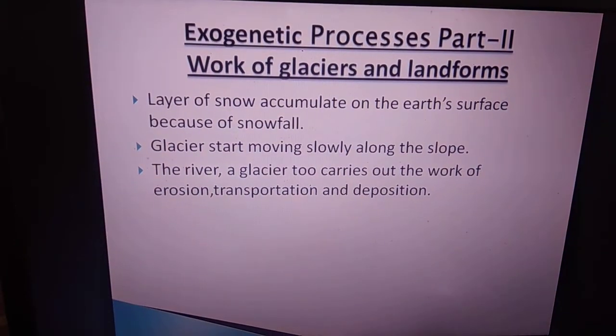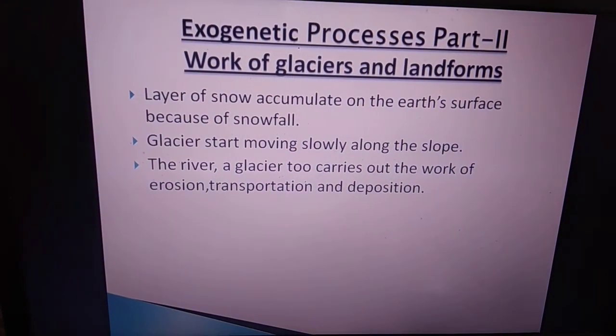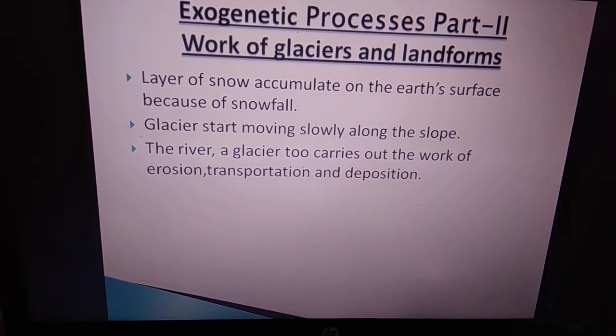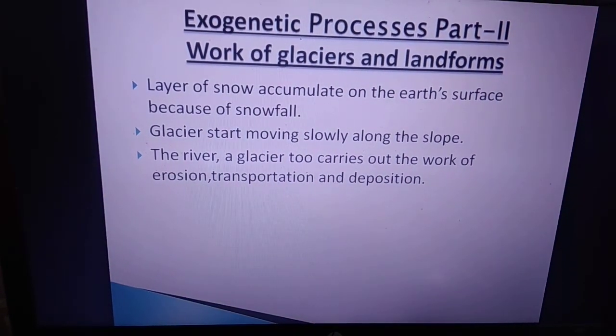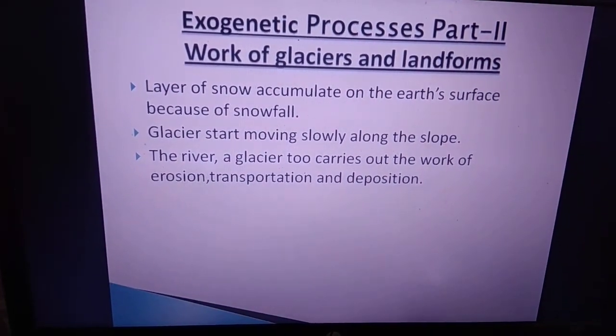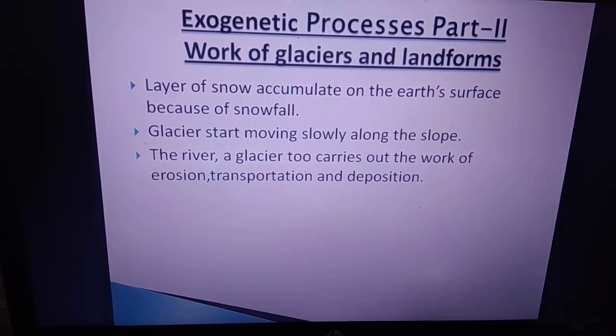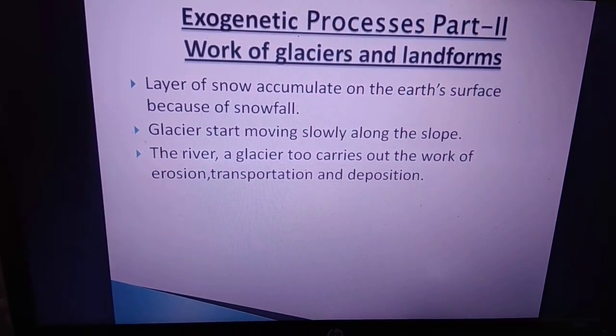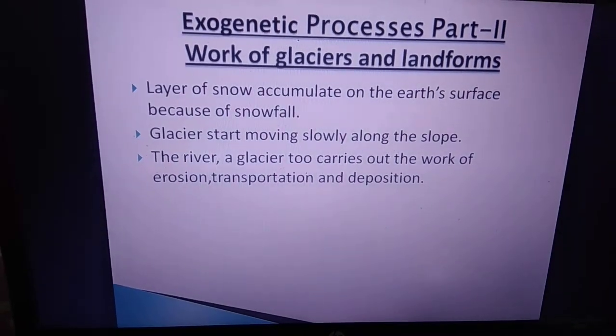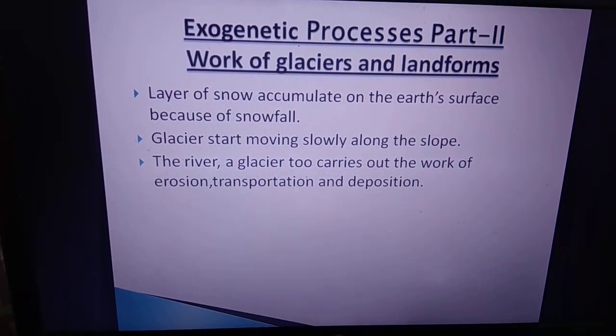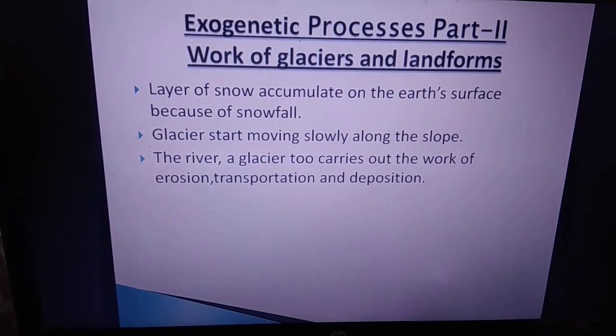Now our next topic is the work of glaciers and landforms. First point, a layer of snow accumulates on the earth's surface because of snowfall. Second point, glaciers start moving slowly along the slope. Third point, like a river, a glacier too carries out the work of erosion, transportation and deposition.